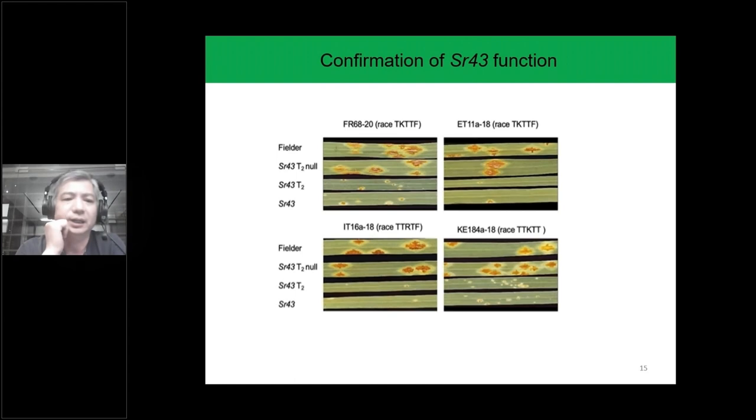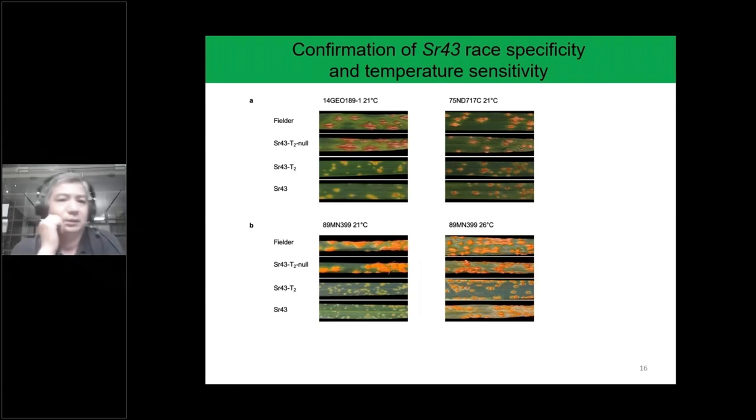And you can see here, Fielder and the SR43 null are susceptible to all four isolates, and the SR43 transgenic and the SR43 introgression line are resistant to the four isolates. Next, we want to check the race specificity. As you can see, the SR43 transgenic and the SR43 introgression line are resistant to isolate 14GO189, but they are susceptible to isolate 75ND717C. So the SR43 transgenic has the same race specificity as the SR43 introgression line.